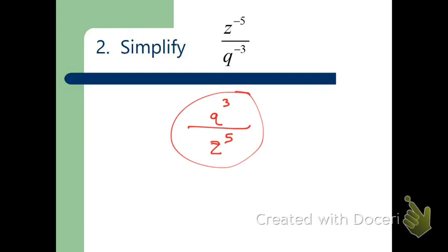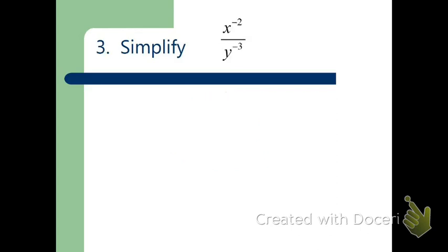Watch, it's going to get real hard. Number 4 is confusing. Are we all okay? Here we go. X and Y are both unhappy. Y cubed over X squared.